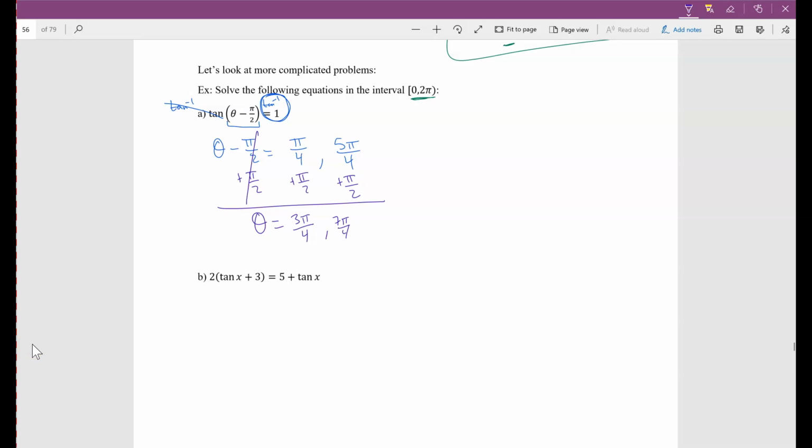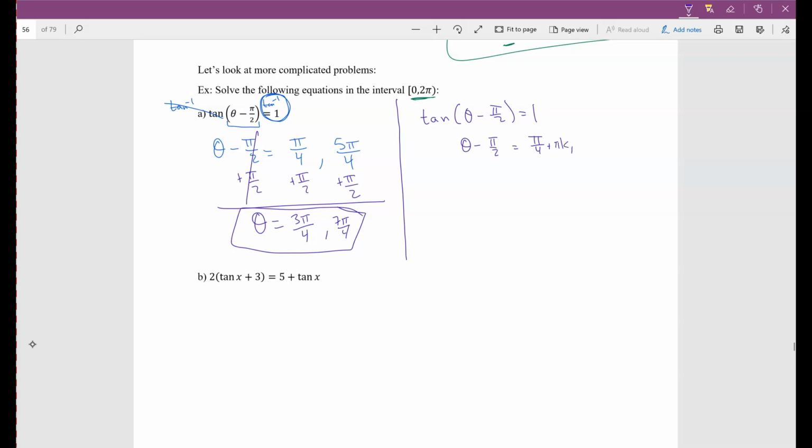Typically with these problems, you have to be very, very careful because sometimes you can be missing a solution. So alternatively, what you can do is first solve for all of the solutions, and then just get all the values that are between 0 and 2 pi. So you can always write it like this. Solve for all the solutions, so everything will be the same. Theta minus pi over 2 equals pi over 4 plus pi k.